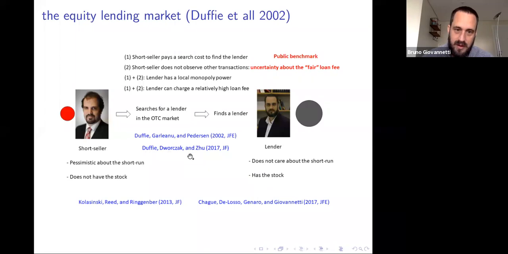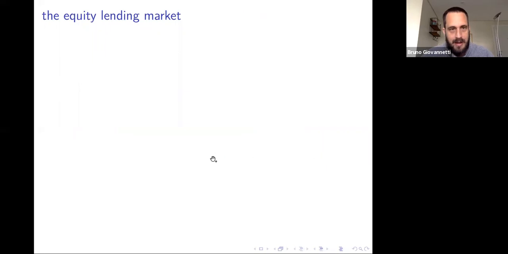And there is another paper by Duffy, now with two other co-authors, that predicts what's going to happen in an OTC market when a benchmark emerges and when information asymmetry decreases across investors. So we are talking about this paper now, okay? All right, I used 10 minutes so far.